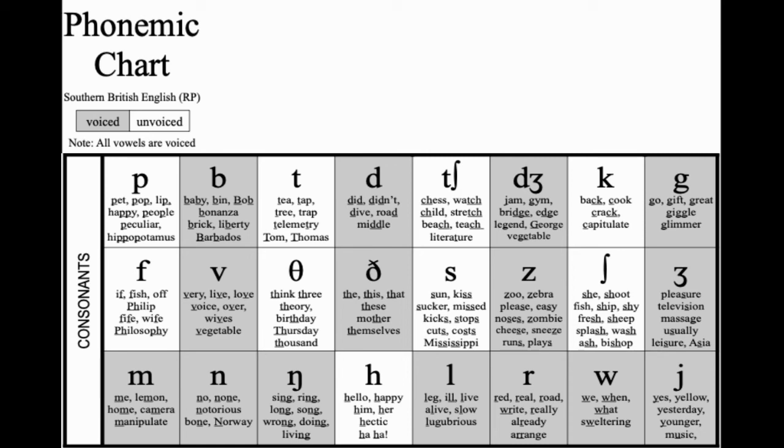R is a voiced post-alveolar approximant consonant, like in red, real, road, right, really, already, range. W is a voiced bilabial glide or approximant, like in we, when, what, sweltering. Y is a voiced palatal glide or semivowel approximant consonant, like in yes, yellow, yesterday, younger, music.